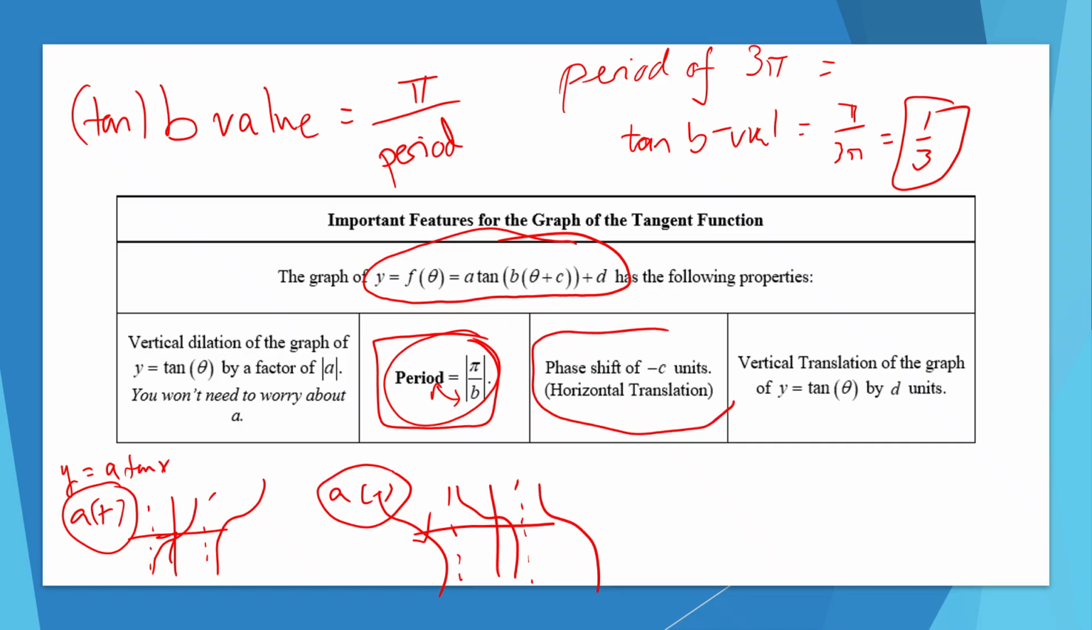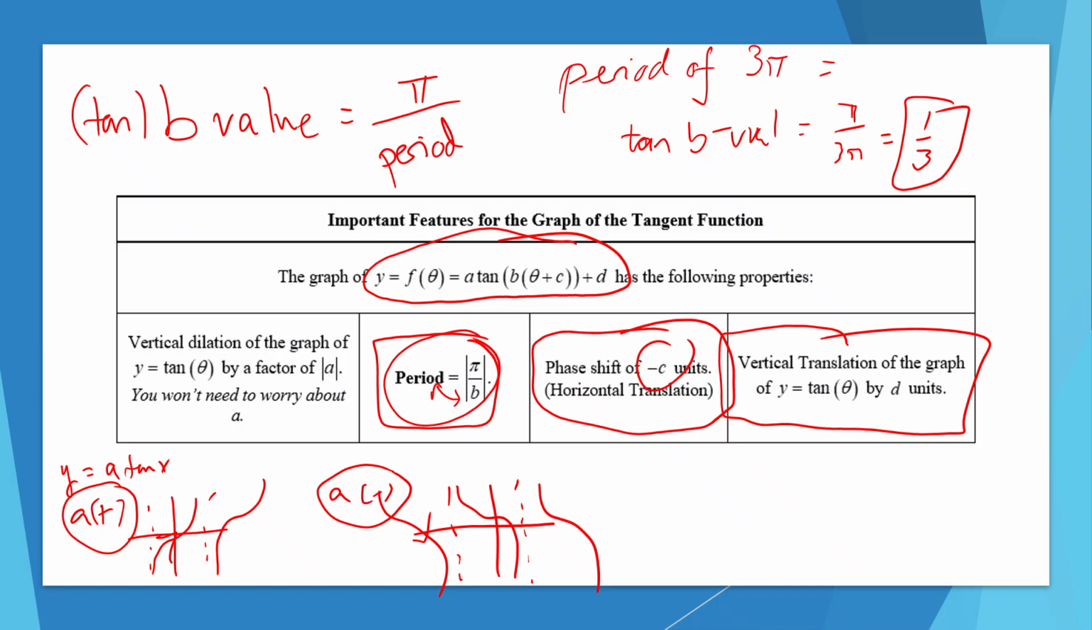The next thing is phase shift. This is the same as sine or cosine. You're moving it to the left. It's going to be minus c units. So just be aware that it's going to look like the opposite of what it should do because it's a horizontal translation. And then vertical translation is going to be straightforward on the outside. So move the graph up or down by d units.